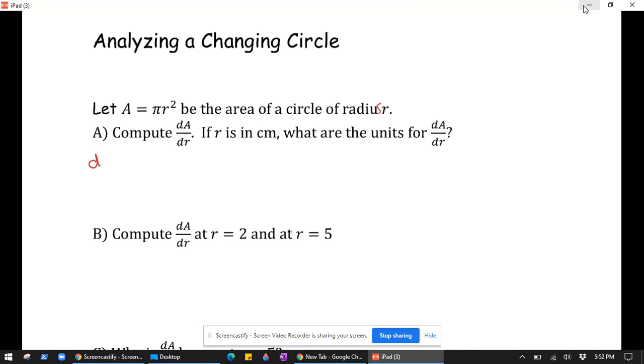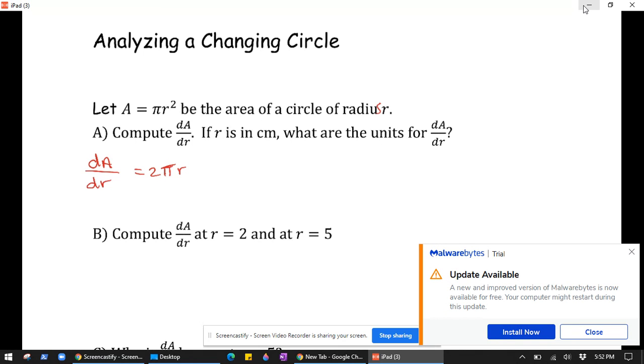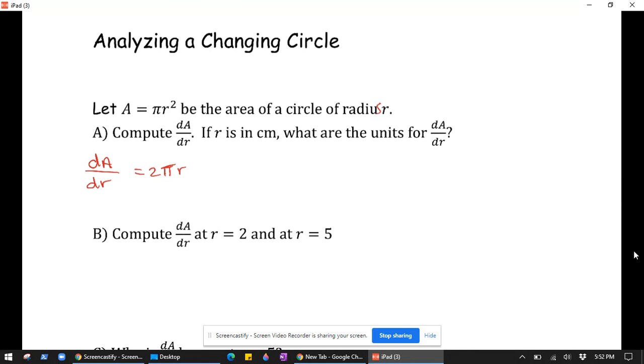So dA/dr. Remember, pi is a constant, so we just use the power rule. So we bring down the 2, it's 2 pi r. And it says if r is in centimeters, what are the units for dA/dr? Well, dA is a change in area, and dr is a change in the radius. So it would be centimeters squared per centimeter.